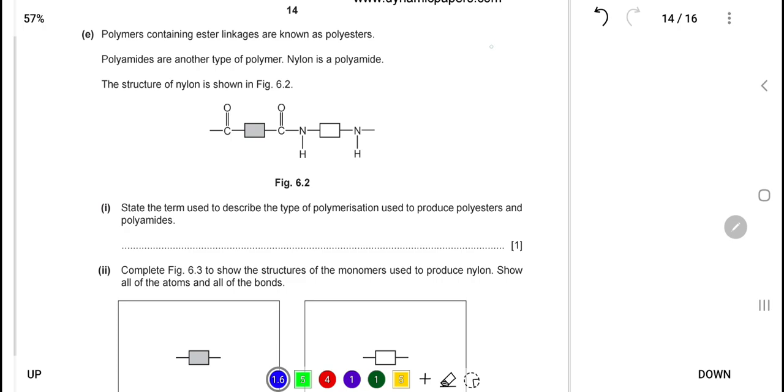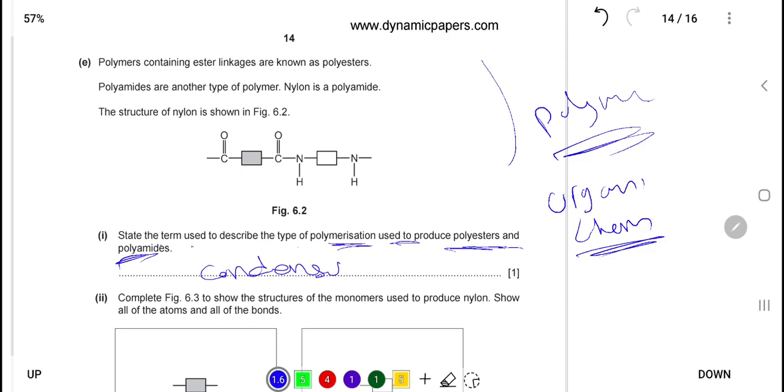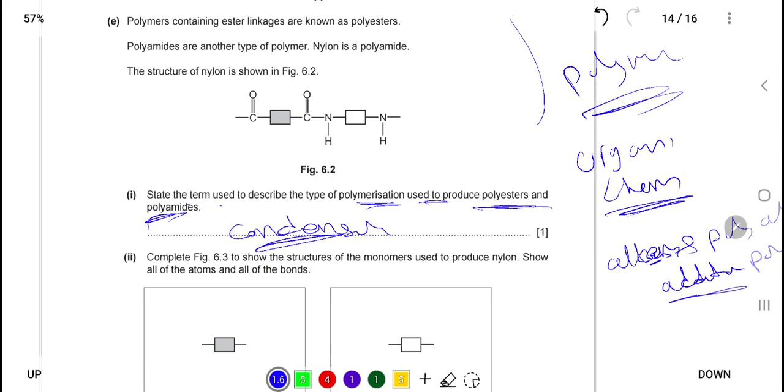Now they gave you this. Now we're talking about polymers, okay? This is the polymer side, the last chapter in organic chemistry. State the term used to describe the type of polymerization used to produce polyesters and polyamides. You need to remember it all the way. Condensation. And the one that goes from alkenes into polyalkenes is called addition polymerization, okay?